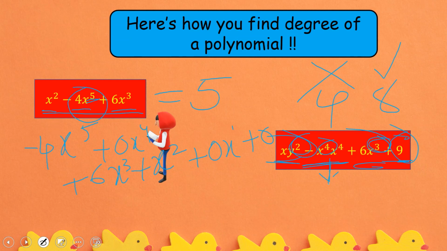Then you have 4, so you'll write x power 8. Since the bases are the same, the powers can be summed. So x power 8, x exponent 8. So 8 is the highest degree for this expression. This is how we find the degree of a polynomial.